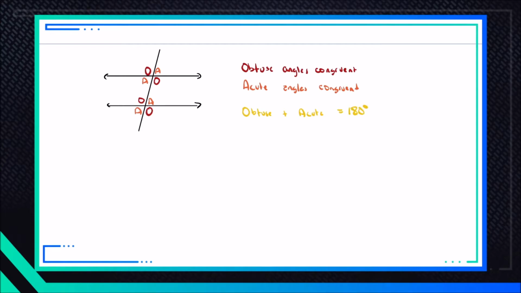But keep in mind, this only applies if these two lines are parallel. If those two lines are not parallel, then none of this holds true. So if those two lines are parallel, then that information I just gave you is true. So with that being said, let me go ahead and draw, same sort of setup here.